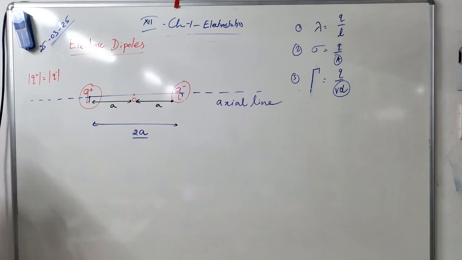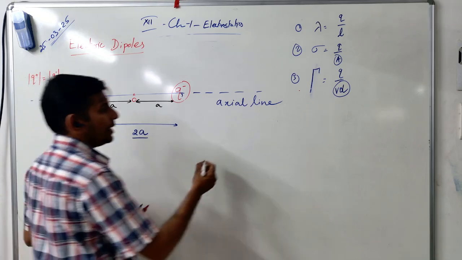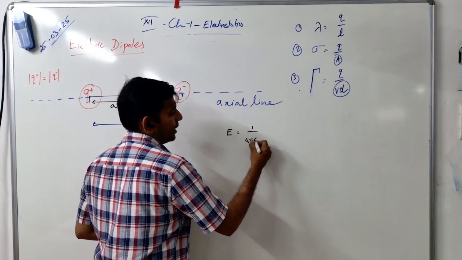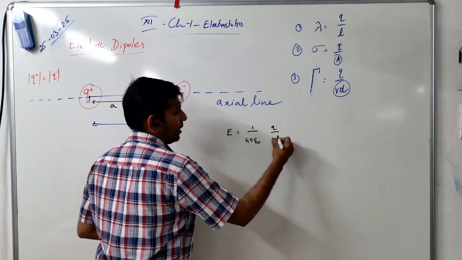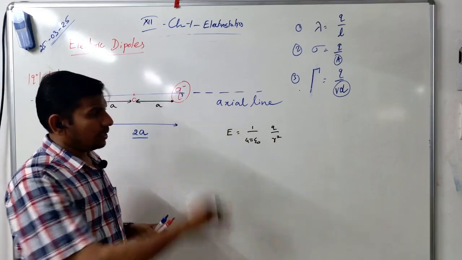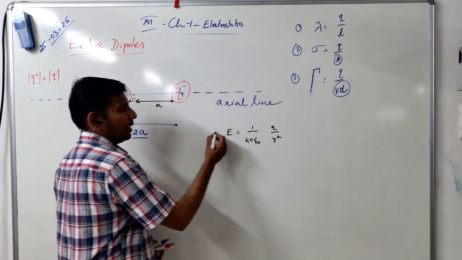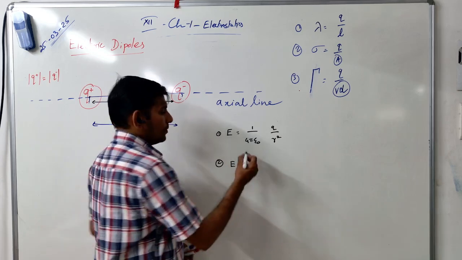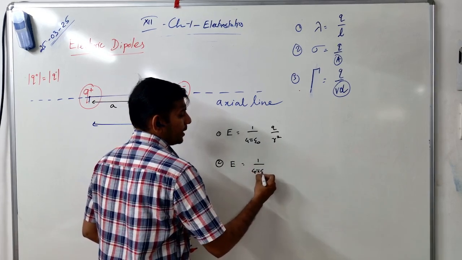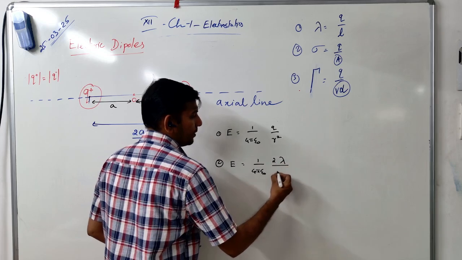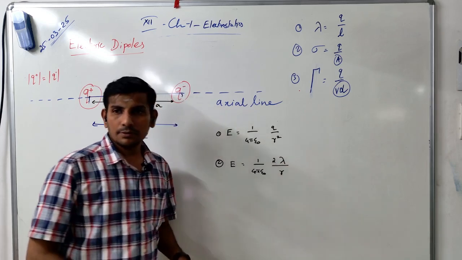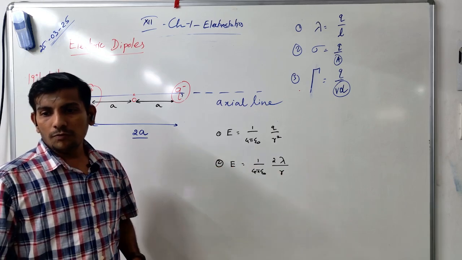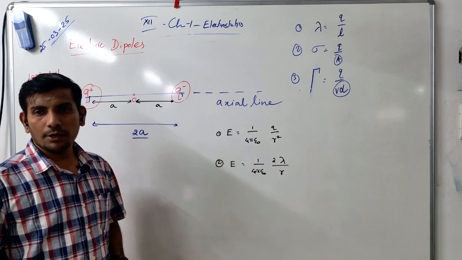Fine. And watch this. When we had a point charge, the electric field due to a point charge was 1 by 4 pi epsilon naught Q by r square. I am writing all the equations in scalar form. This is for the point charge. I hope you remember. And second, the electric field due to a linear charge was 1 by 4 pi epsilon naught 2 lambda divided by r. If you take 2 pi, then here it is lambda. I hope you remember this.